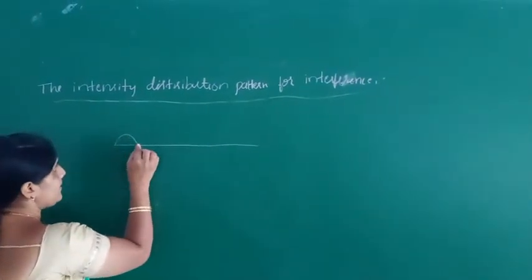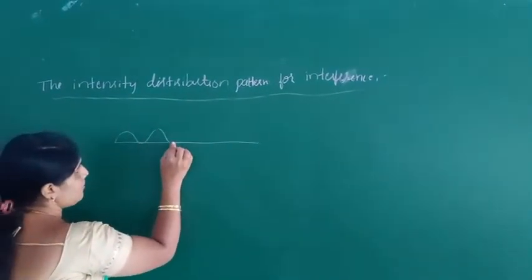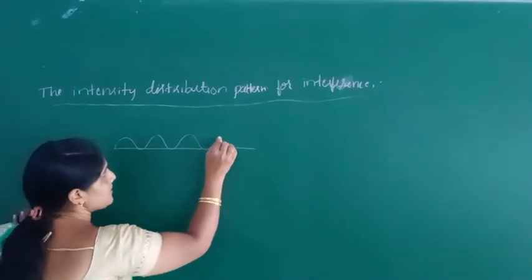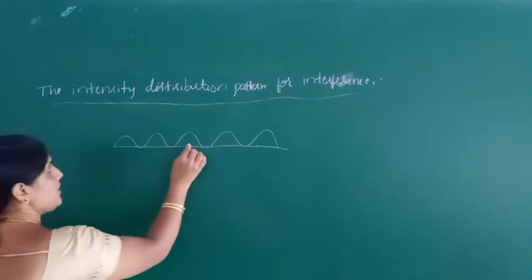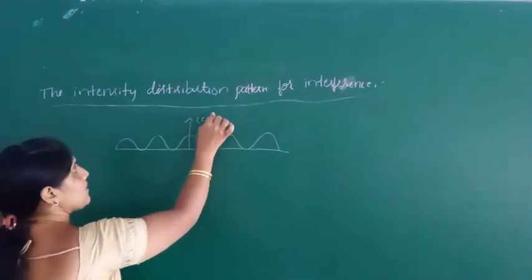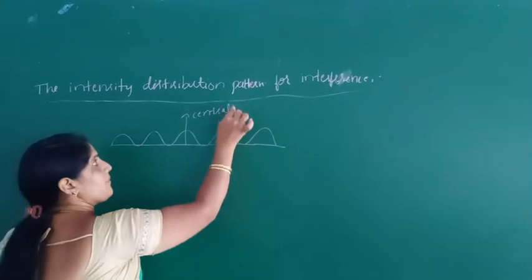The intensity distribution pattern for interference is as follows. This is the intensity distribution pattern of the interference pattern. This is the central bright fringe.